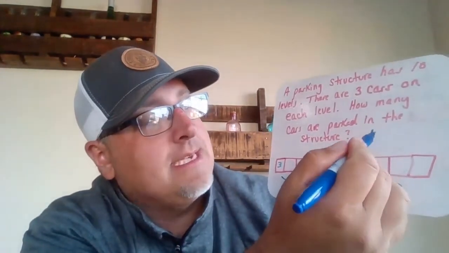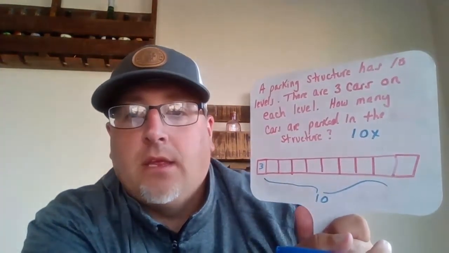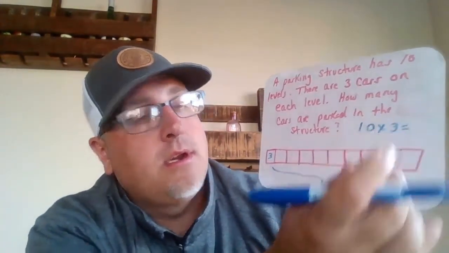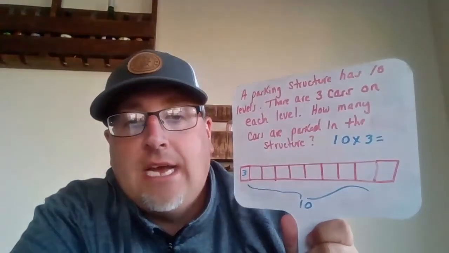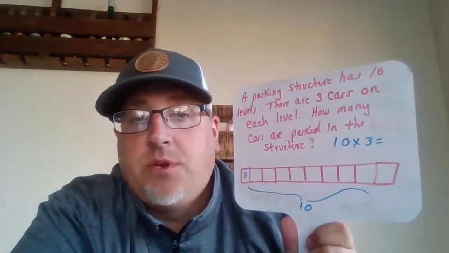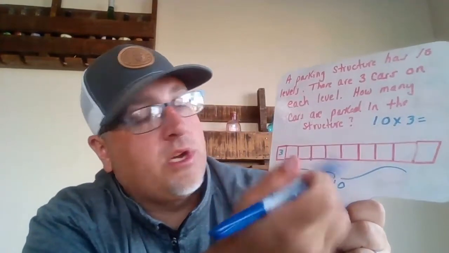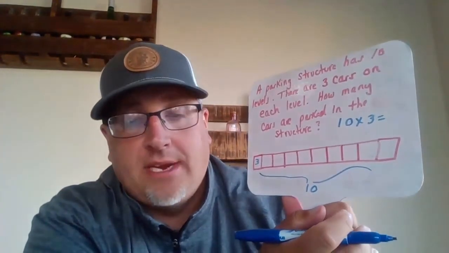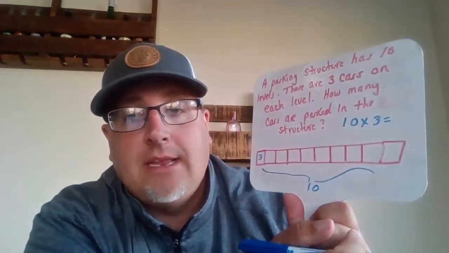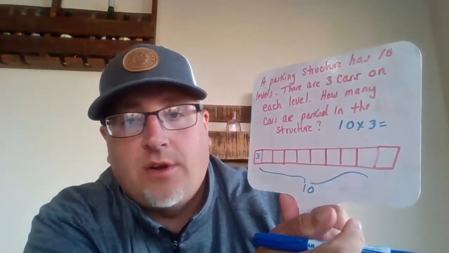So our problem is 10 levels times 3 cars on each level. So 10 times 3 is our problem. And that's what we're trying to find out. You might know that answer, 10 times 3. You might know that right away. Very simple. But if you don't, all we're going to do is count up by 3s. We're going to skip count by 3s till we get to 30. Then we're going to count how many are in that structure. And this last one, the 10th one, will tell us how many cars are in the structure.